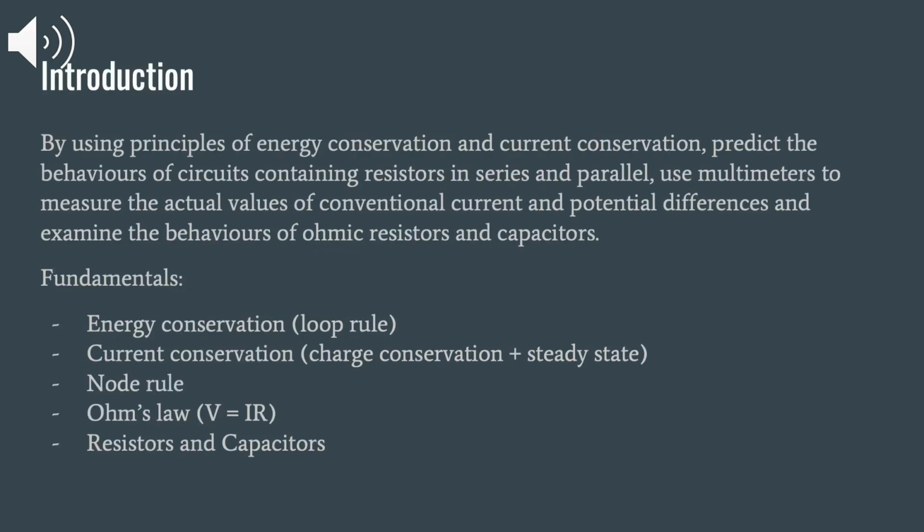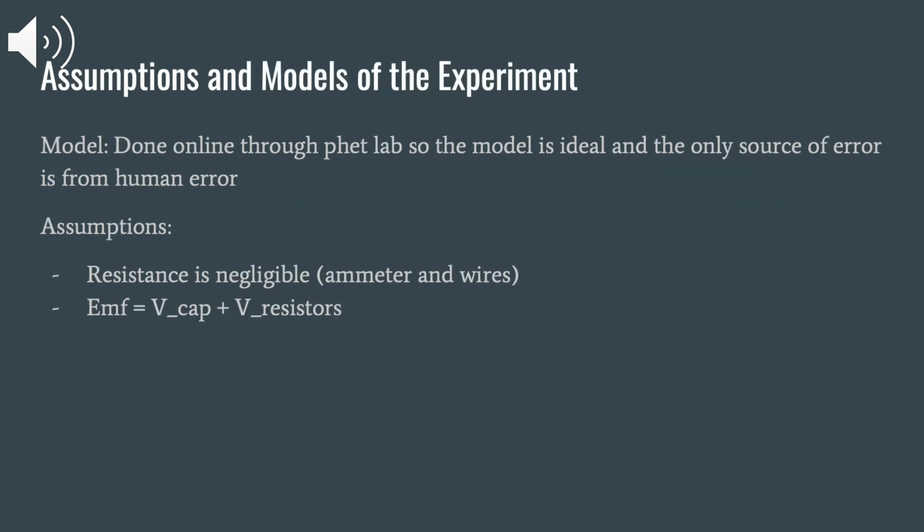By using the principles of energy conservation and current conservation, predict the behavior of circuits containing resistors in series and parallel, then use multimeters to measure the actual values of conventional current and potential differences and examine the behavior of ohmic resistors and capacitors. Some key ideas: energy conservation based on the loop rule, current conservation, that is charge conservation plus definition of steady state, the node rule, Ohm's law, which is V = IR, capacitance and resistance.